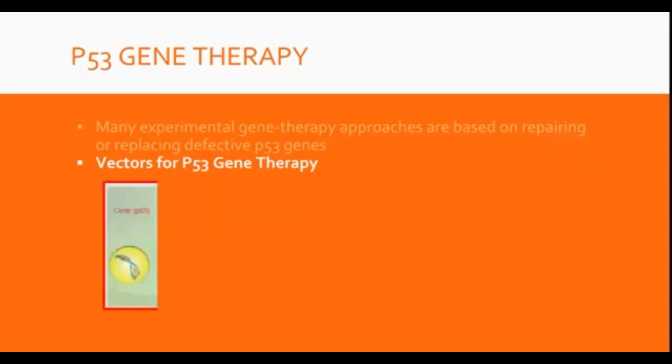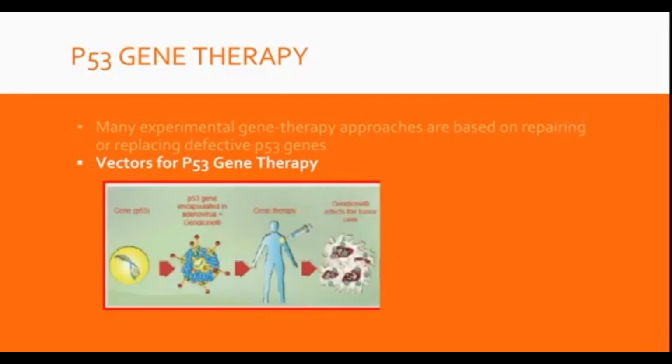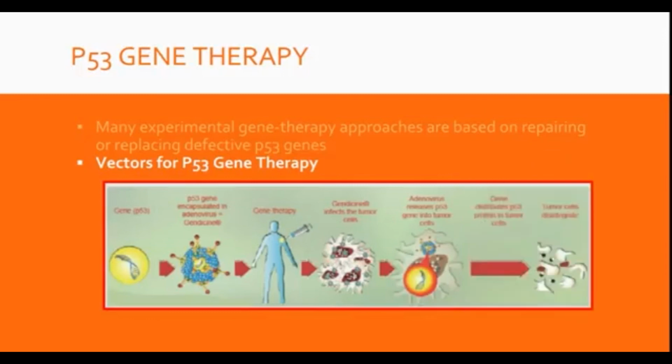And I'll take you through a little diagram to see how this works. So first, there's the P53 gene, and then the P53 gene is encapsulated in an adenovirus. After that, that's when gene therapy comes into play, and then that infects the tumor cells, which in turn releases the P53 gene into the tumor cells, and then the gene distributes this P53 protein into tumor cells, and then the tumor cells just disintegrate.